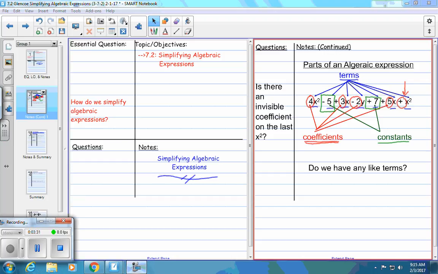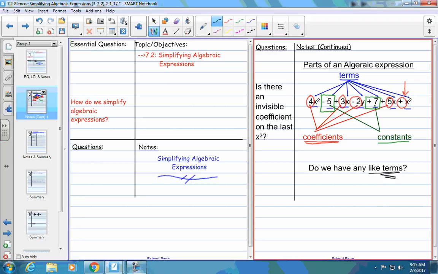All right, welcome back. Okay, so the question: do we have any like terms? Before I can actually do this, you have to remind yourself, what is a like term? It's not just that they have the same letter, there's also a second part. So go to your Chapter 7 vocabulary and look up what that second part is. Yeah, okay, so it's the same variable as well as the same exponent, the small floating number on top of the base.